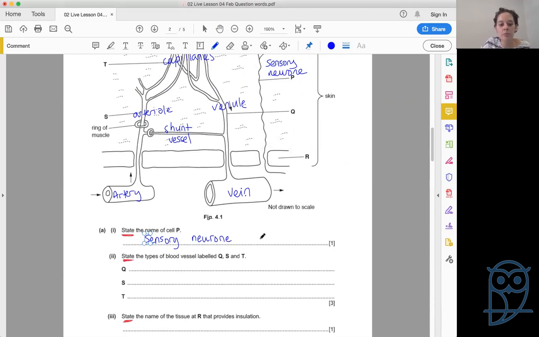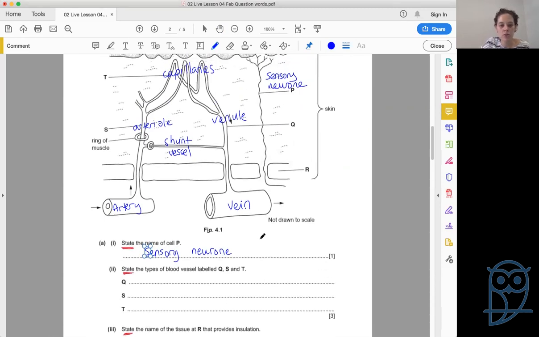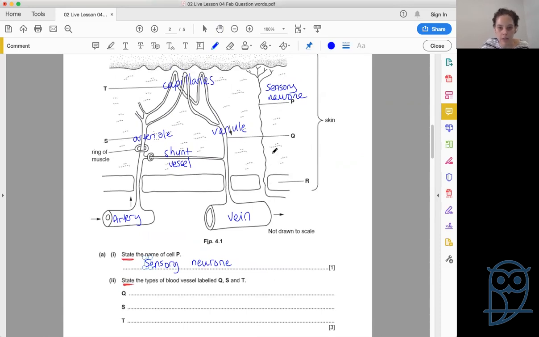State the types of blood vessels labeled Q, S, and T. Where did Q go? Q is there, coming back down, and we've already named him: he's a venule. S is going up to the capillaries, so we have an arteriole. And T is our capillaries themselves. So venule, arteriole, and capillary.